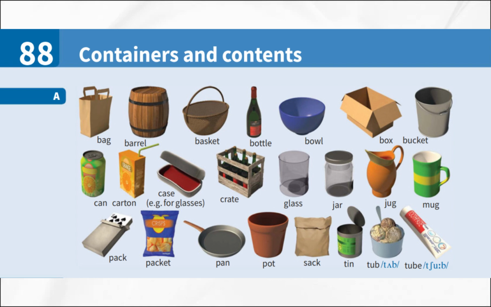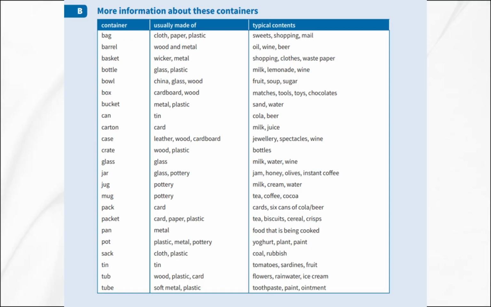Common containers. First, let us look at a list of common containers. These are the words we use to describe the objects that hold things. Bag, barrel, basket, bottle, bowl, box, bucket, can, carton, case, crate, glass, jar, jug, mug, pack, packet, pan, pot, sack, tin, tub, and tube. These words are used in many different contexts, and each one typically holds specific types of contents.